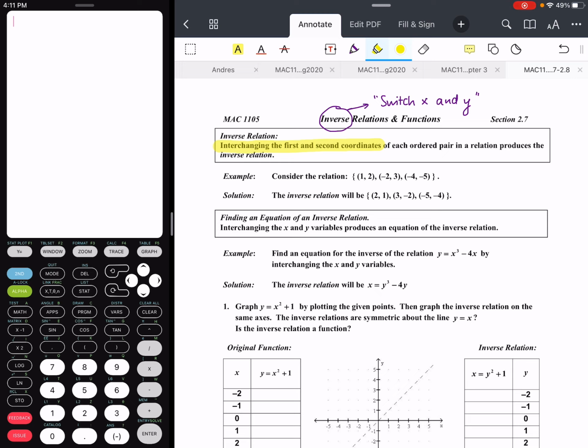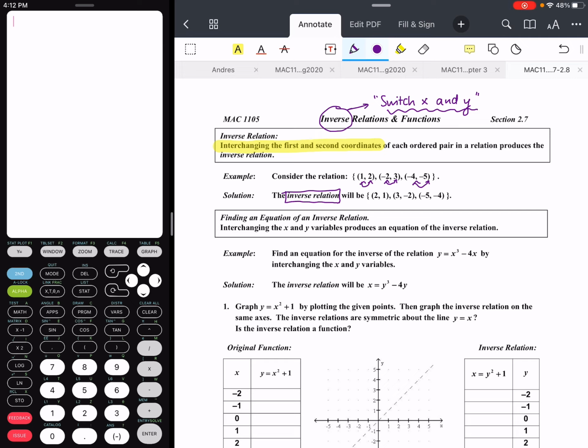As an example, if we have the relation, which is the set of ordered pairs (1, 2), (-2, 3), (-4, -5), and we just switch all the x and y values, then the inverse relation is the set of ordered pairs (2, 1). Switching, we get (3, -2), and switching, we get (-5, -4). So when you see this word inverse, I want you to think switch x and y. In one form or another, to find the inverse, you're swapping the x and y, you're interchanging the x and y, you're switching x and y.